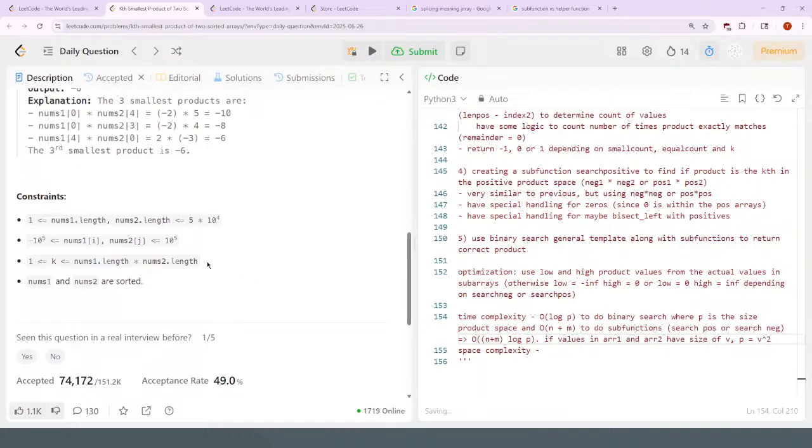Yeah, because you're multiplying some number in this array times some number in that array, so the values in array 1 and array 2 have size of maybe absolute value of v, where absolute value of v would be 10 to the 5th. The product space would be 10 to the 5th times 10 to the 5th. But you are doing log of it, so it's going to be pretty small. It's going to be trivial, kind of, compared to n plus m.